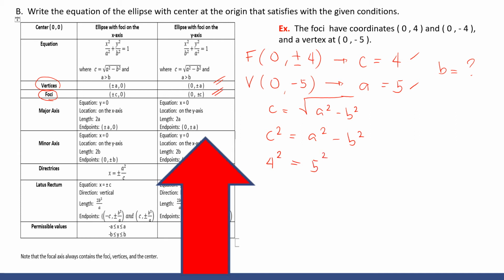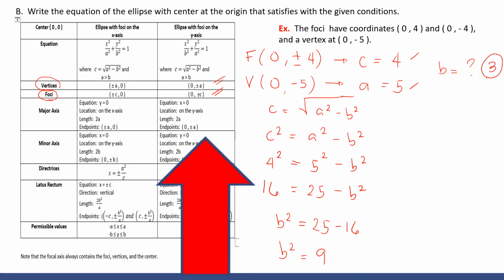So we have here 5 squared, and then minus b squared. Okay? 4 squared is 16, while 5 squared is 25, then minus b squared. Transpose negative b squared doon sa kabilang side, so magiging siyang b squared, and then transpose 16 papunta dito sa kabilang side. Kaya naman, b squared is equal to 25 minus 16. And b squared obviously is what? 9. So if b squared is 9, b therefore is 3.